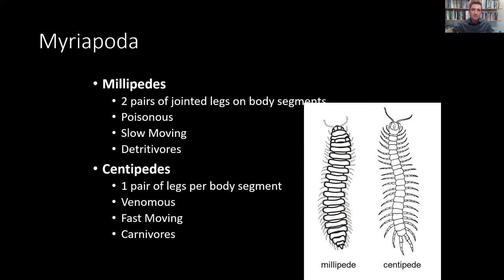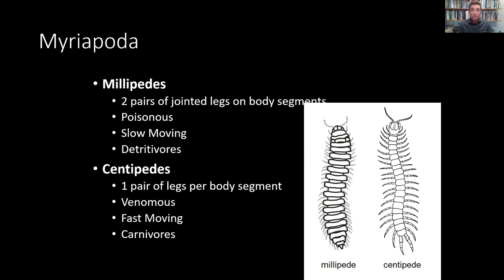Centipedes, on the other hand, have one pair of legs per body segment. They are venomous, meaning they inject the poison when they bite. They are typically fast moving and they are the carnivores of the arthropod world.